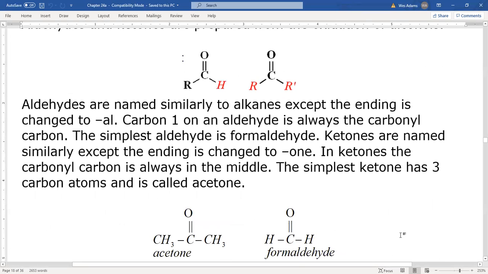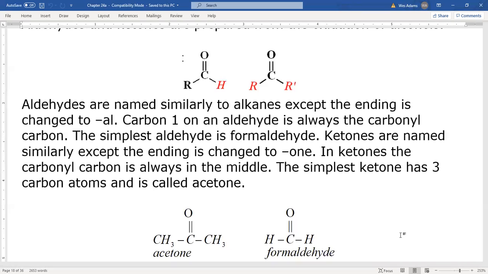Aldehydes are named similarly to alkanes, except the ending is AL. Carbon 1 is always the aldehyde group because it's on the end, because it's got to have an H for the simple aldehydes. The simplest aldehyde is formaldehyde, where both of the groups are hydrogen.